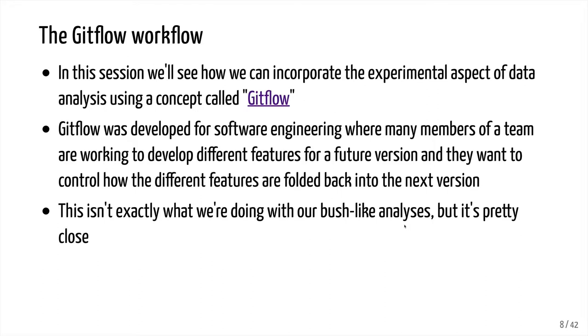So the Git Flow workflow is a way, like I've been saying, to incorporate this bush type of structure that we see in our analyses. And again, like I said in my introductory remarks, Git Flow is developed for software engineering, where many members of a team are working to develop different features for a future version of the software, and they want to control how the different features are folded back into the next version. So you can imagine if you've got a team of five people working on a program, they're not all working on the same parts, but on five different parts, and so they each have a different branch. And then what Git Flow allows them to do is to merge those branches back in a more coordinated way. So this isn't exactly what we're doing with our bush-like analysis, but it's pretty close.